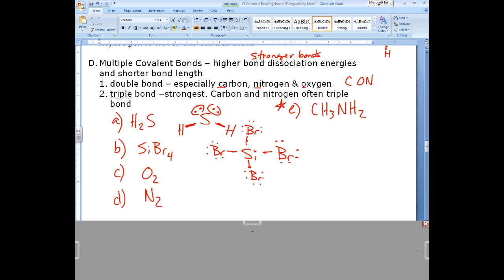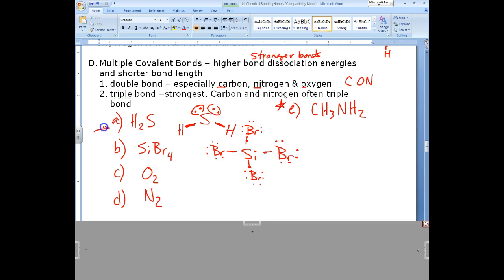Now we have this complete structure. You look and make sure everybody has access to 8. This bromine has access to 1, 2, 3, 4, 5, 6, 7, 8. So all the bromines are happy, and silicon has access to 2, 4, 6, 8 as well.